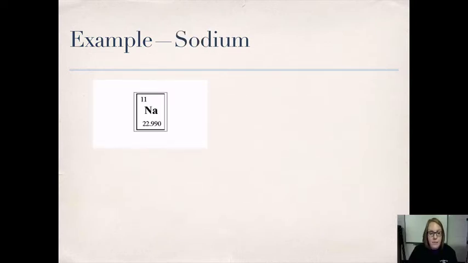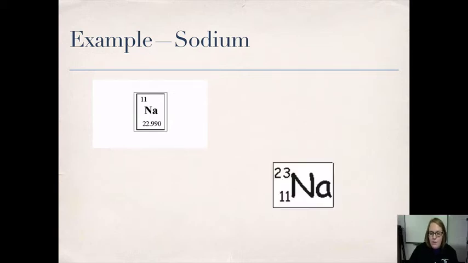Take a look at the sodium. It has an atomic number of 11, an atomic mass of 22.990. When we do a shorthand notation, it's difficult if you use decimal points, so let's go ahead and round that 22.990 up to 23. When we do the shorthand notation, we do the Na as the element symbol, and then the top number is going to be 23.